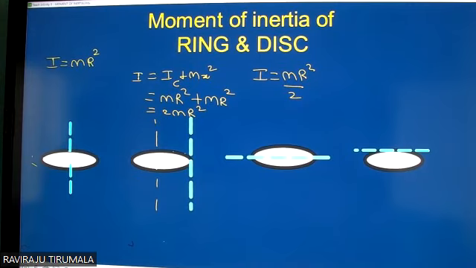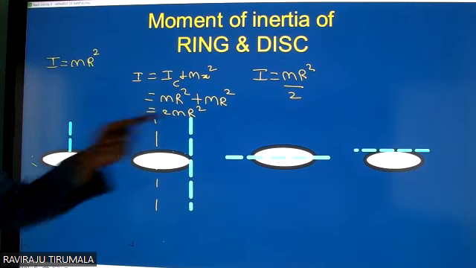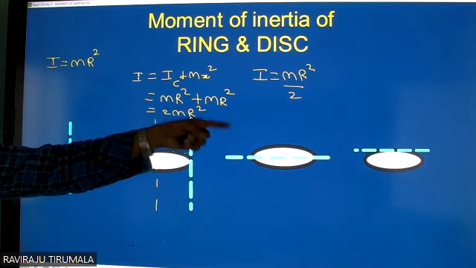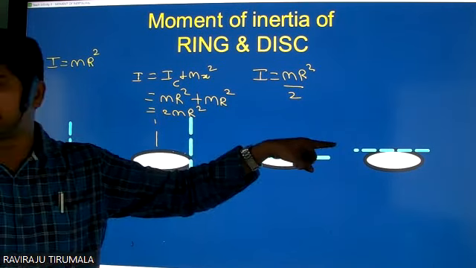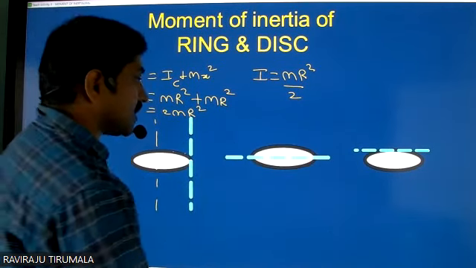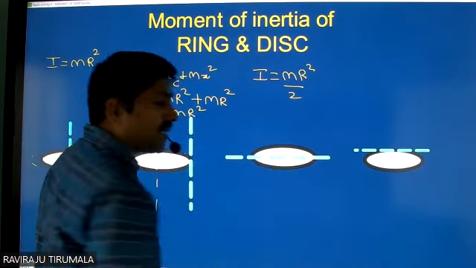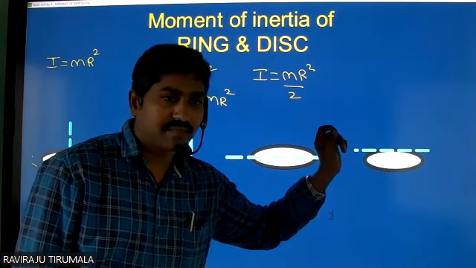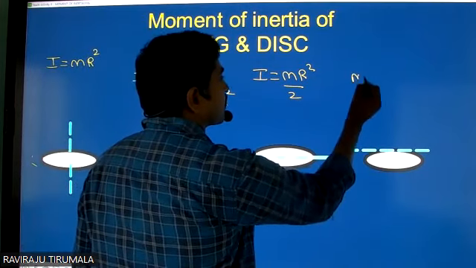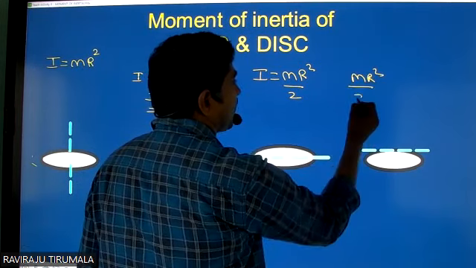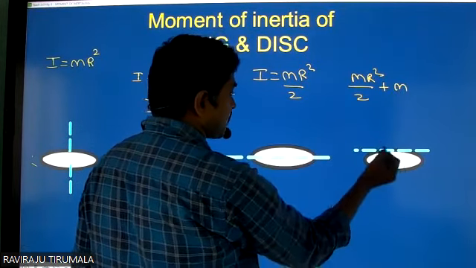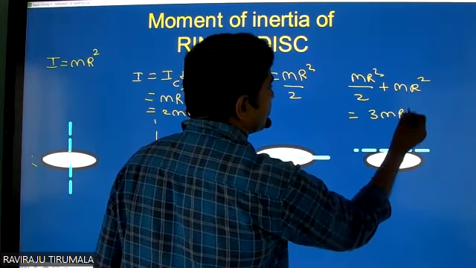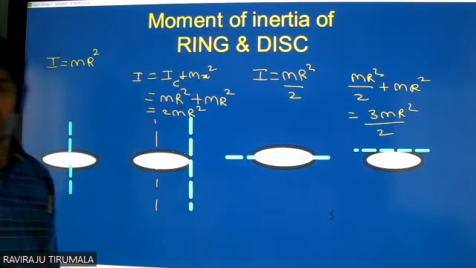That is mr square by 2. And see the fourth case then. That is called tangent because it is inside the plane. So this is parallel to the third case axis only. So for the third case, you can apply the parallel axis theorem. Then how much will it be? Mr square by 2 plus m into the distance between center and the edge, which will be r only. R square. So how much will it be? 3 mr square by 2.